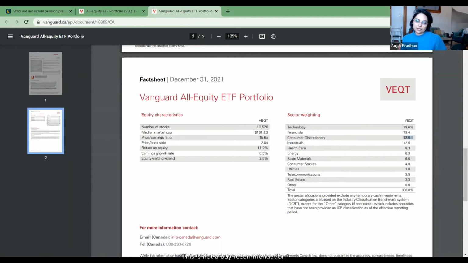Consumer discretionary is stuff that individuals spend money on, like when we go to the store, stuff we would buy that's not necessarily food. Or maybe it includes food as well. Anyways, it's kind of retail oriented. And then it goes on to all the sectors.